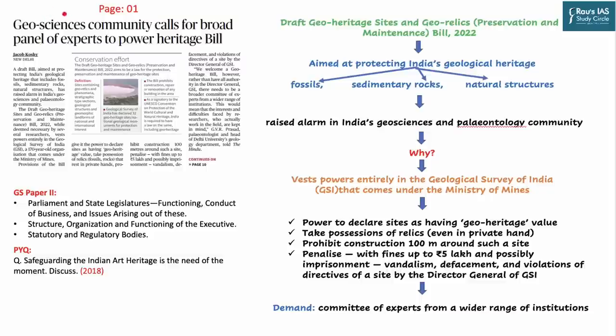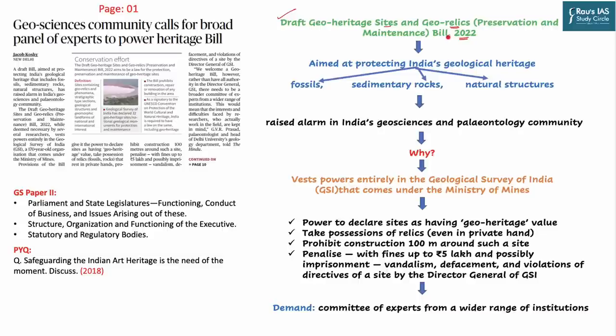So let us begin. This article of the Hindu newspaper appeared on page 1 and talks about the draft legislation introduced to provide the regulatory framework for the protection of geo-heritage sites and geo-relics in India, which got recent criticism from various sections of society. According to this article, many scientists, that is geoscientists and paleontologists, have condemned the bill with the name Draft Geo-heritage Site and Geo-relics Prevention and Maintenance Bill 2022.